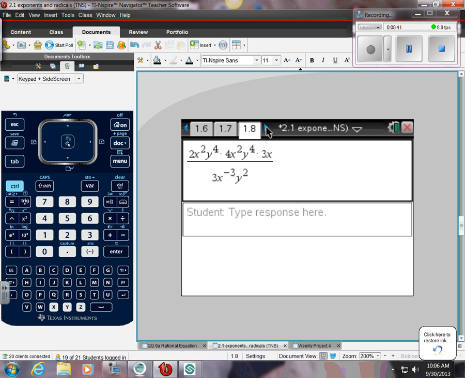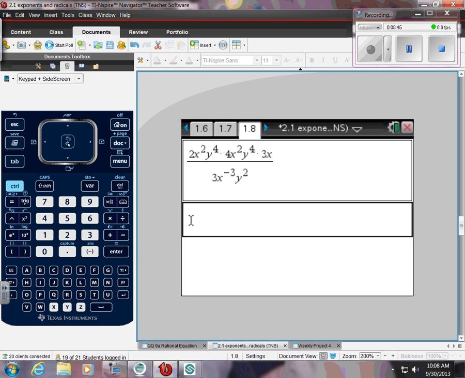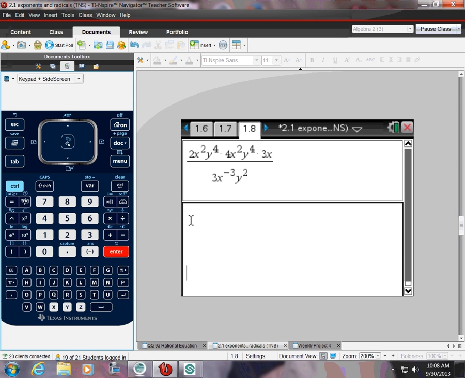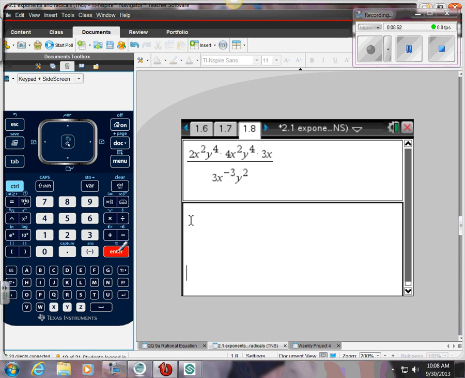Okay, let's try one harder. Go ahead, get a shot. All right, guys. Here we go. Numerator: 24, x to the 5th, y to the 8th. Do we all agree? Denominator stays. Okay, when I divide variables, what do I do with their exponents? All right, so 24 over 3, what's that give us?